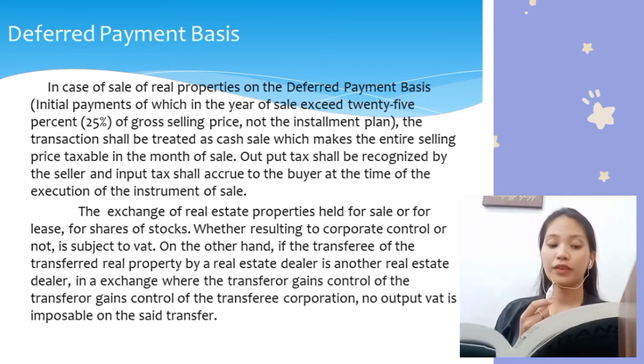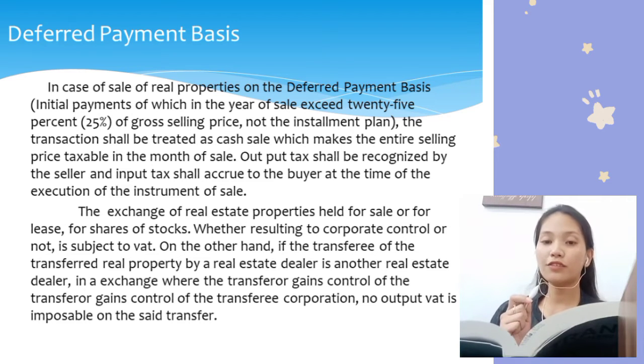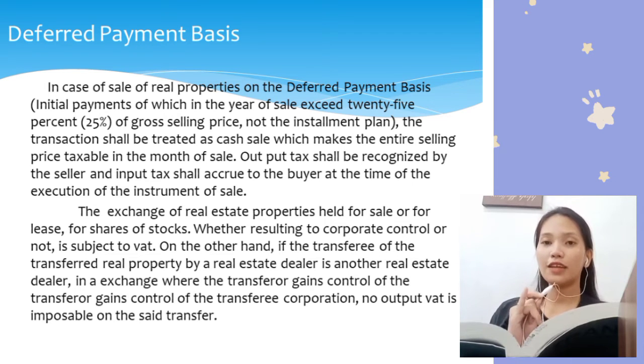And then the deferred sale. The payment term is that the buyer only pays first a portion of the selling price, and the initial payment exceeds 25% of the selling price. And then the last, we have the installment sale. The payment term is that the buyer only pays first a portion of the selling price, and the initial payments do not exceed 25% of the selling price. And then for the payment of output VAT of the installment sale, the seller or the real estate dealer shall be subject to VAT on installment payments inclusive of interest and penalties.